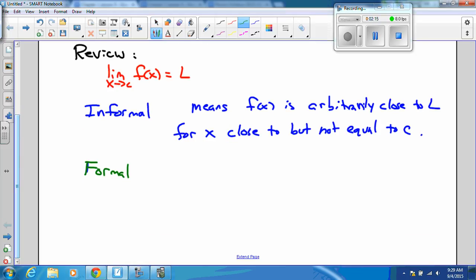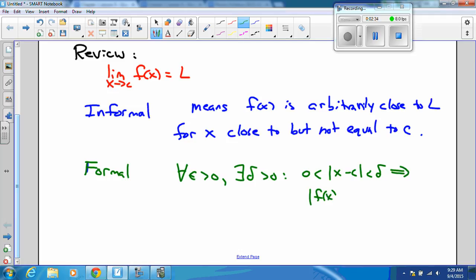And less familiar to you, but hopefully you are getting there, you should be able to say that this means that for any epsilon greater than 0, there is a delta greater than 0, such that when x is in the deleted delta neighborhood of C, then f of x is forced to be in the epsilon neighborhood of L. In other words, for every epsilon neighborhood of L, I can find a delta so that x's in the delta neighborhood produce f of x's in the epsilon neighborhood.